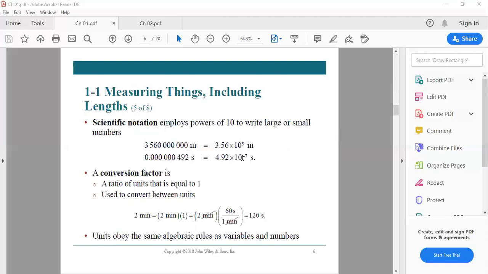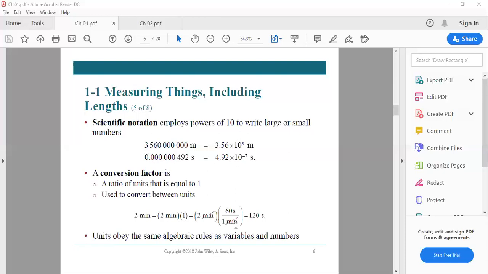So now, the next part is a conversion factor. This is going to be a ratio of units that is equal to 1. The reason these are important is we want to change from one unit to another. For example, if we've got 2 minutes, 2 minutes multiplied by 1 is still going to be 2 minutes. This 1, however, is going to change into this particular conversion factor, 60 seconds over 1 minute. Well, how do we get away with that? 60 seconds divided by 1 minute is the same as 60 seconds divided by 60 seconds, or 1 minute divided by 1 minute. It's the same quantity, so that divided by itself is always going to produce 1.